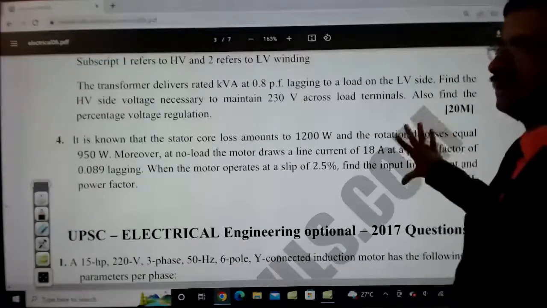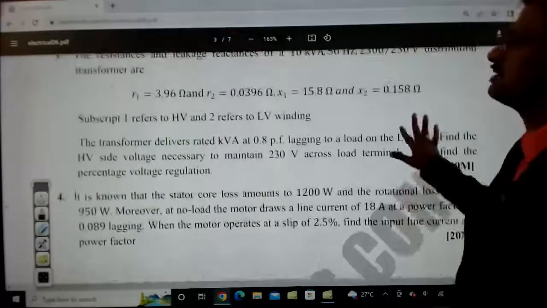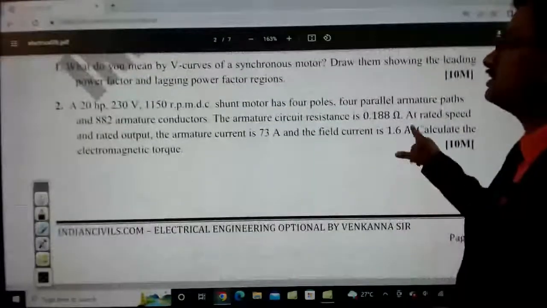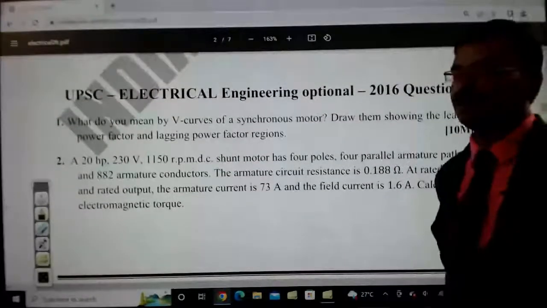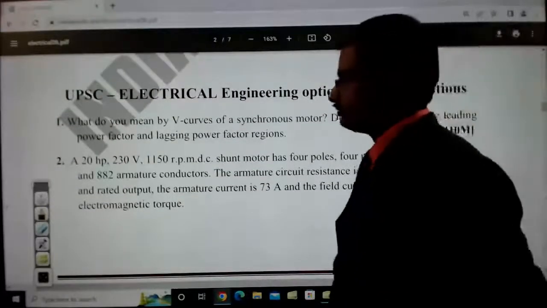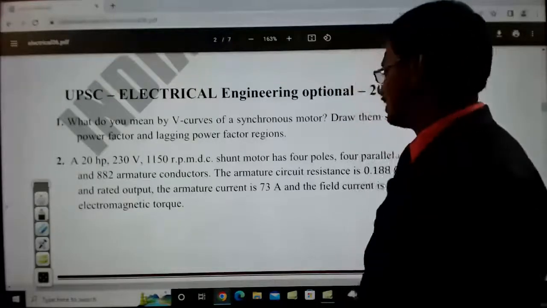Okay, so this is the 3-phase induction machine. This is the transformer, this question is on DC shunt machines, and this is the synchronous machine. So one question from each type of machine, but every question is a standard question. So to summarize, I have gone through all these questions now, right?